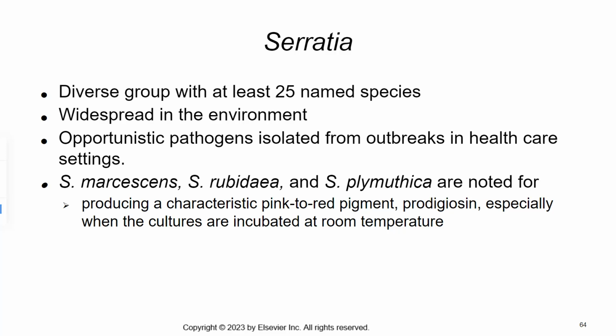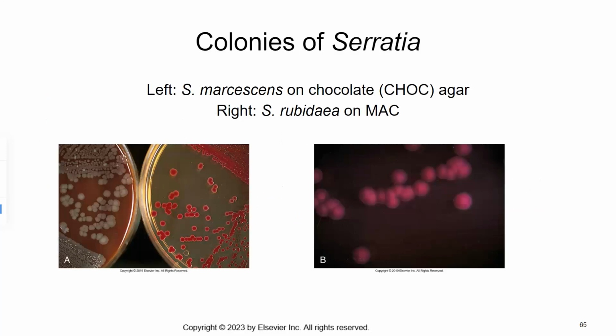Serratia. So Serratia marcescens produces a characteristic pink to red pigment, and that's what you can see growing in your bathtub at home. If you have soap scum in your bathtub and you see a pink-like color, that's typically Serratia marcescens growing. It's widespread in the environment, an opportunistic pathogen, isolated from outbreaks in healthcare settings.